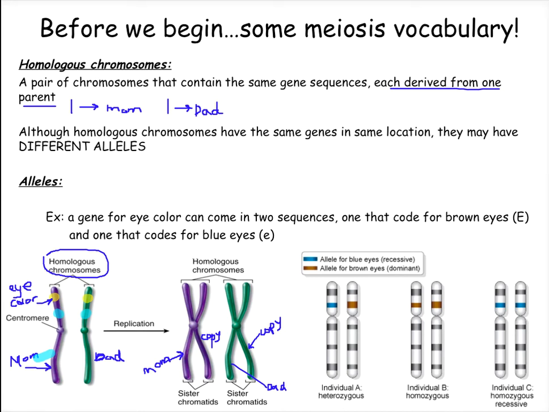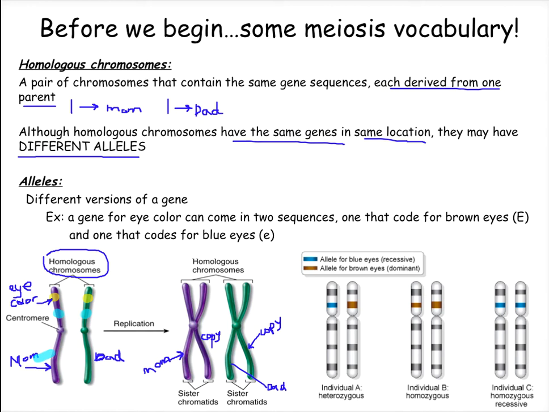Additionally, I've got one more thing I want to mention about these homologous chromosomes, and it's that even though homologous chromosomes have the same genes in the same location, the actual sequence within those genes may be different. And so we call that difference in sequence that may occur different alleles. So alleles are different versions of a gene.